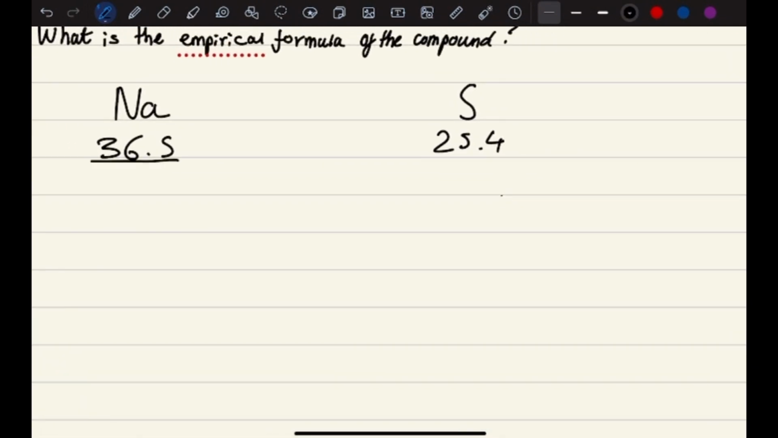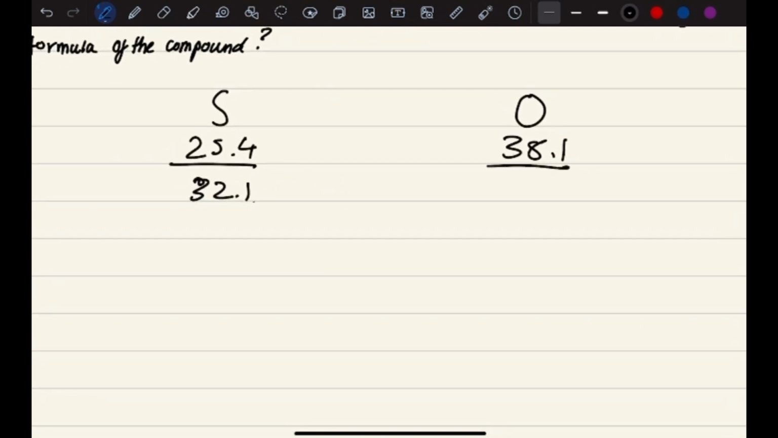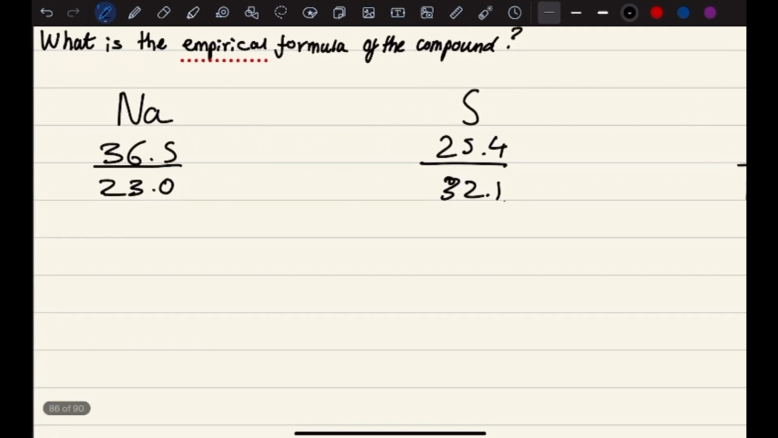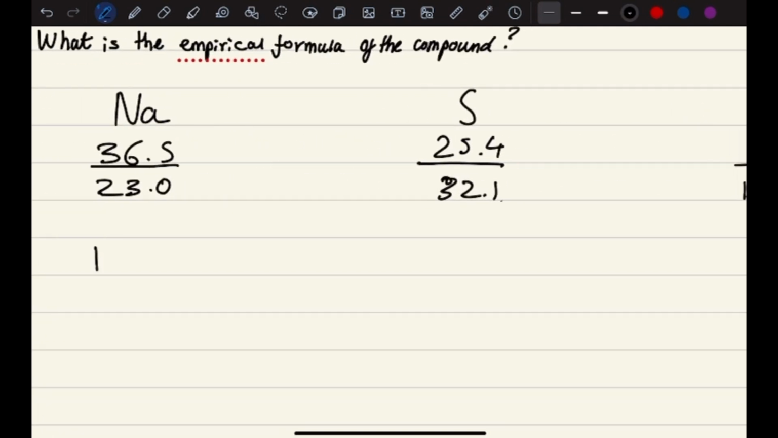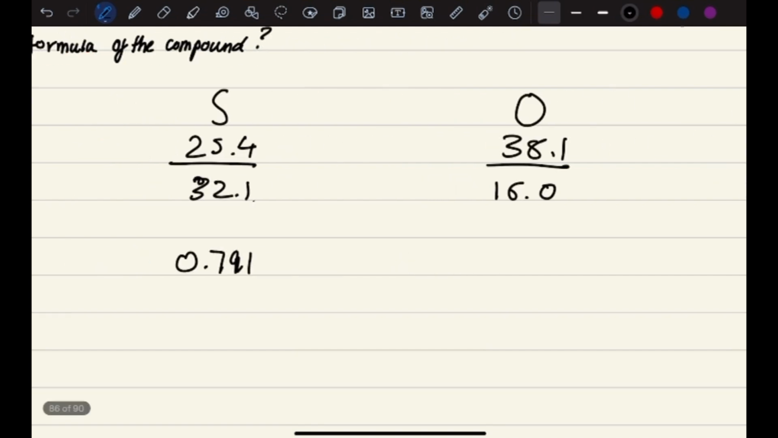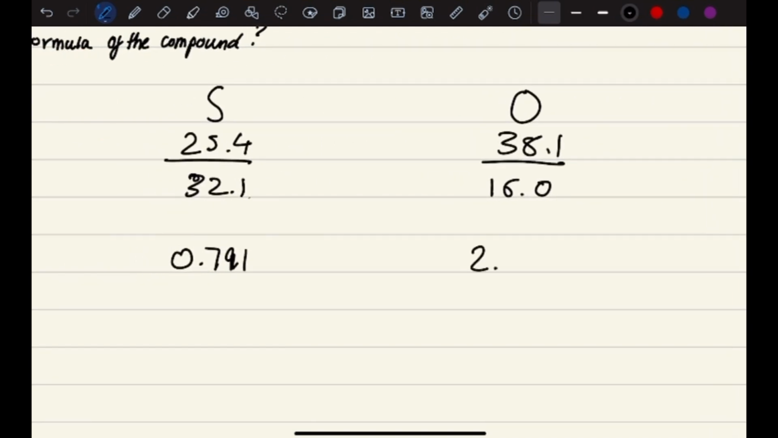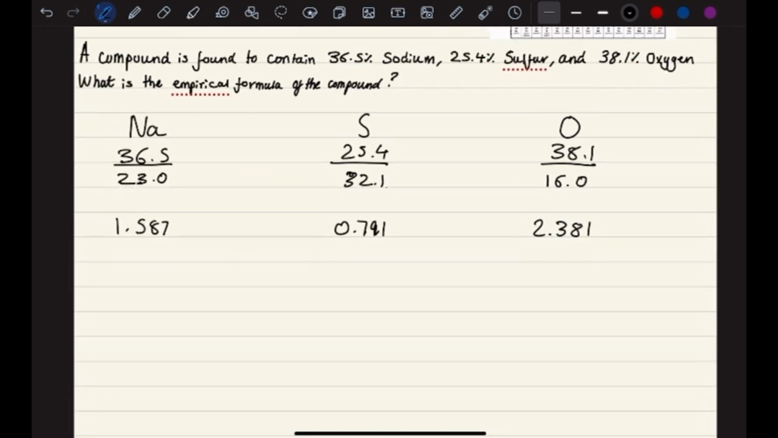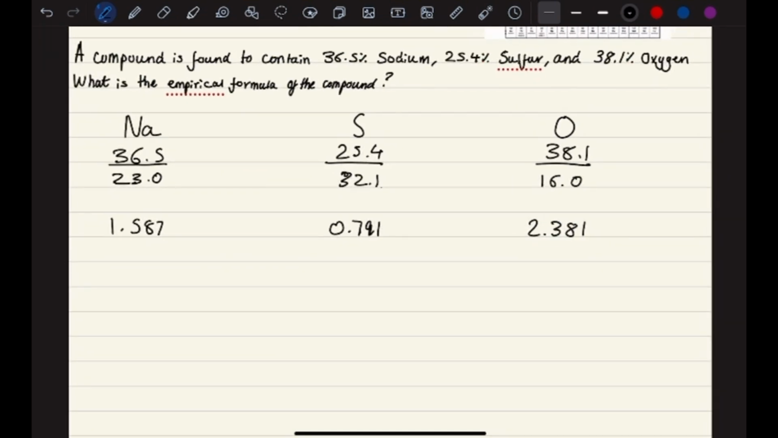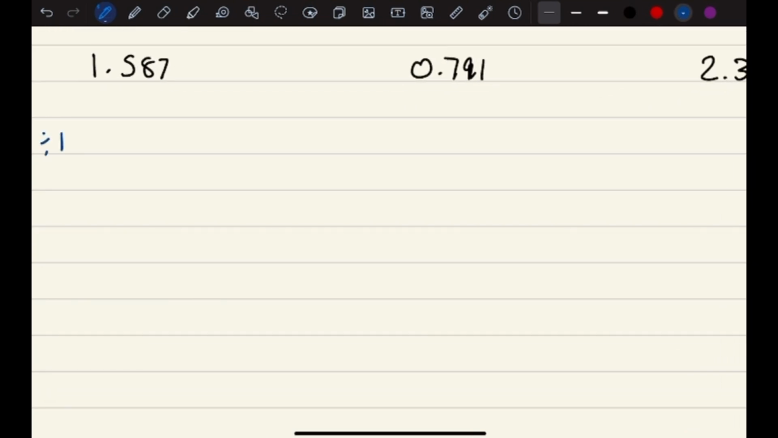So sodium being 23.0, we're going to divide each percentage by its atomic mass: 23.0, 32.1 here and 16.0 here. Get your calculators out, and what you're going to find is these answers. For sodium, we're going to have 1.587. I've rounded, but I would implore you in the exam to not round at this stage. But those are going to be your values when you do those calculations. The next step, really important: you divide by the smallest value.